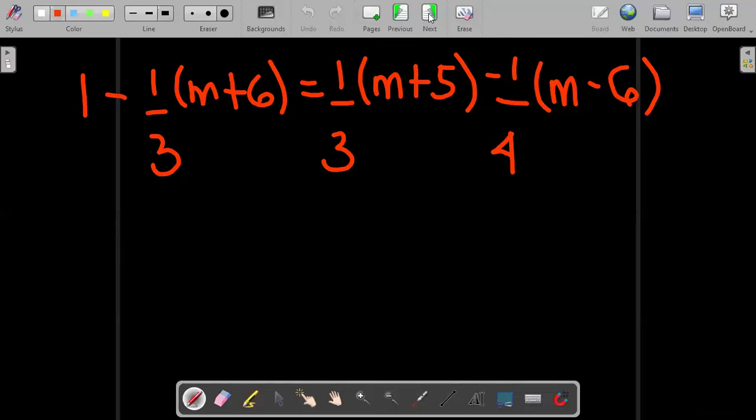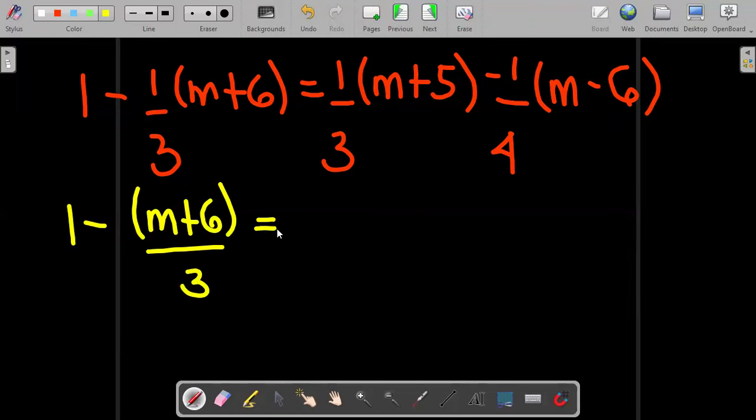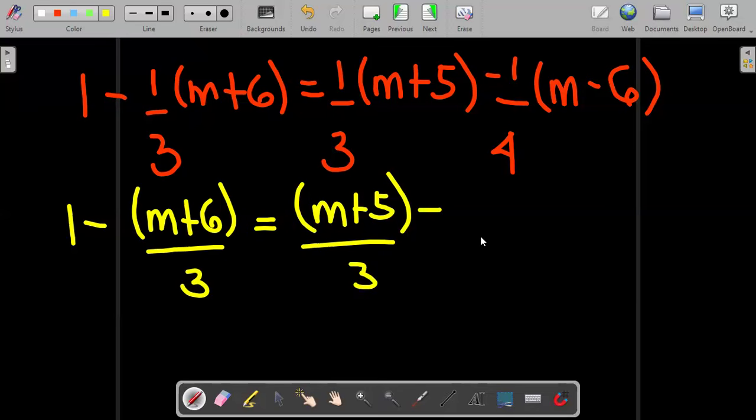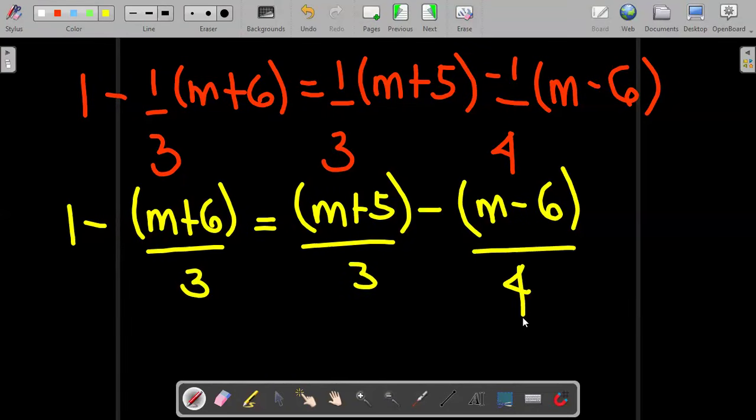If I apply that knowledge, what am I going to get? I'm going to get n plus 6 over 3 is equal to, open bracket n plus 5 over 3 minus open bracket n minus 6 over 4. You see it's easier this way. On the left-hand side, we're going to take LCM. On the right-hand side, we're going to take LCM. So what's the LCM of 1 and 3? The LCM of 1 and 3 is simply 3.